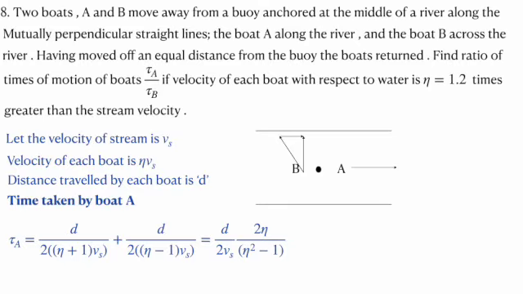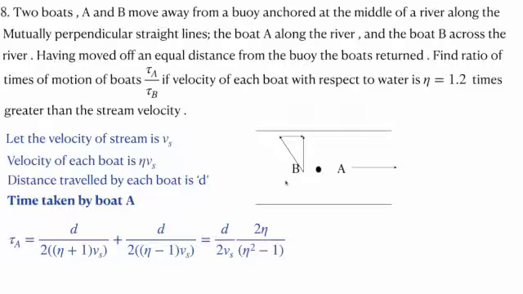Question 8. Two boats, A and B, move away from a buoy anchored at the middle of a river along mutually perpendicular straight lines. The boat A along the river and the boat B across the river. Having moved off an equal distance from the buoy, the boats returned. Find the ratio of times of motion of boats τA upon τB if the velocity of each boat with respect to water is η equals 1.2 times greater than the stream velocity.